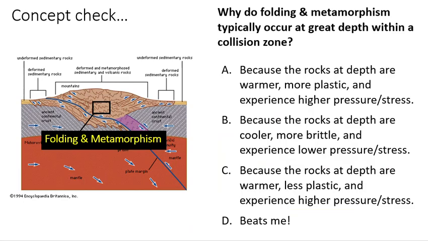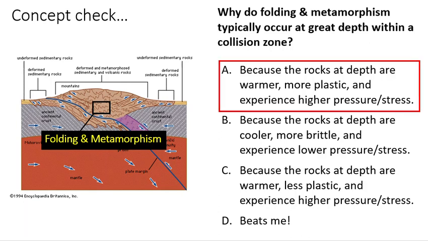Let's do a quick concept check here. So there on the left, you're looking at a typical cross-section of a collision zone, so a continent-continent area of plate convergence. And the question then is, why do folding and metamorphism typically occur at great depth within a collision zone? So I'll let you think about that for 10 or 15 seconds and see if you can pick the right answer. All right, what'd you come up with? Hopefully you got the right answer.